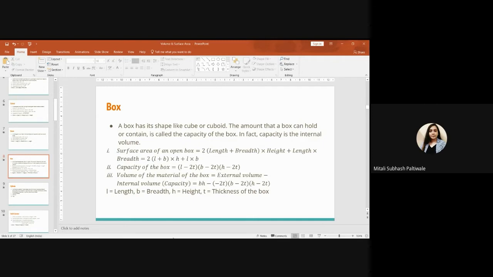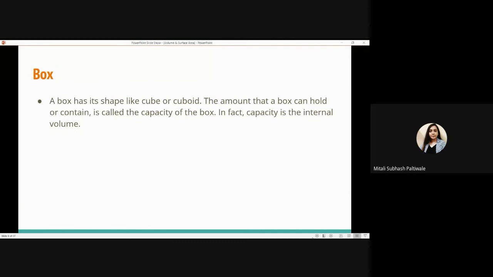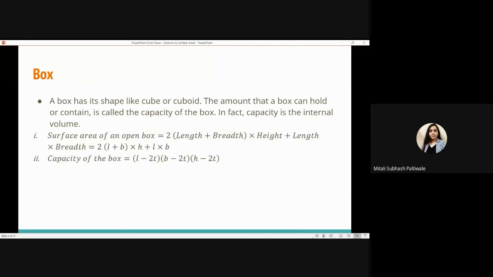Let's move a little more ahead with the capacity of the box. The capacity of a box would be (L minus 2T) into (B minus 2T) into (H minus 2T), where T is nothing but the thickness of that box, that is, how thick the box is.